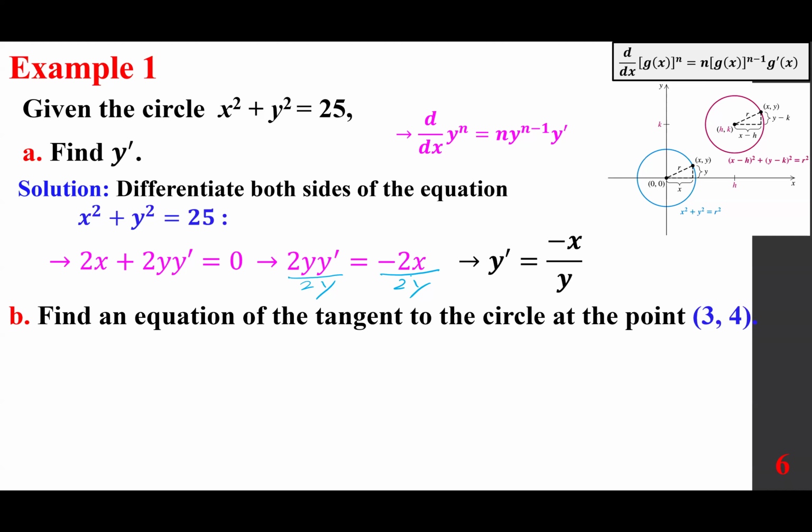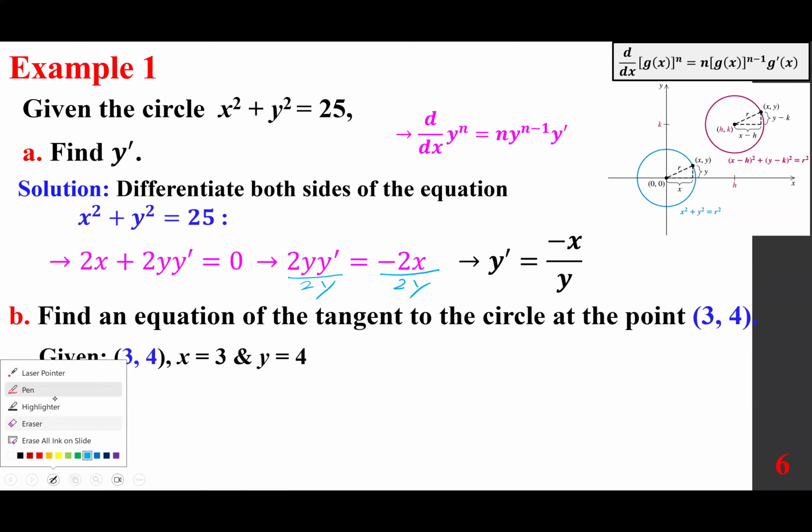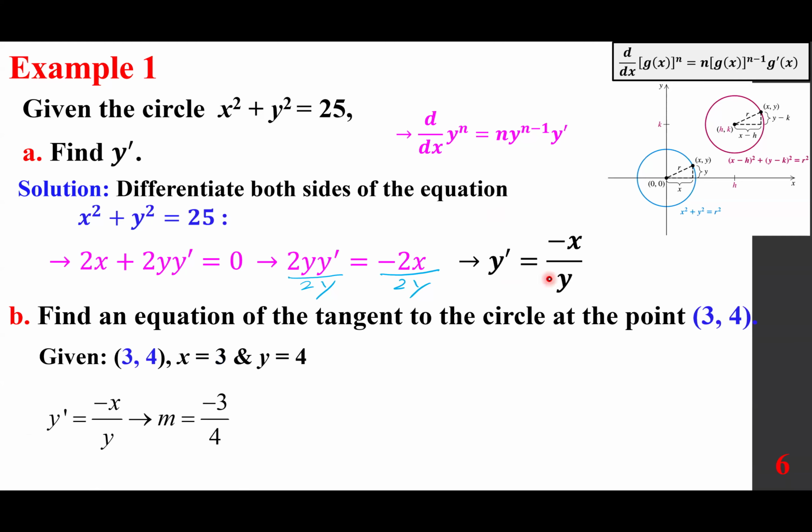Find an equation of a tangent line to the circle at the point (3, 4). So we have x equals 3, y equals 4. We have the pair. What is missing? The slope. Therefore, here's the derivative. If I plug in 3 and 4, that gives me the slope at the given pair or point.